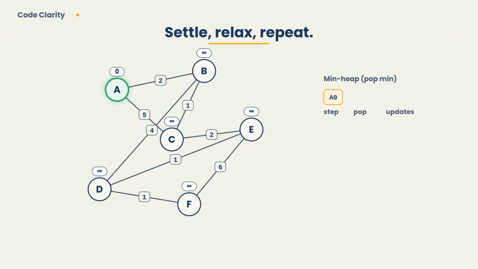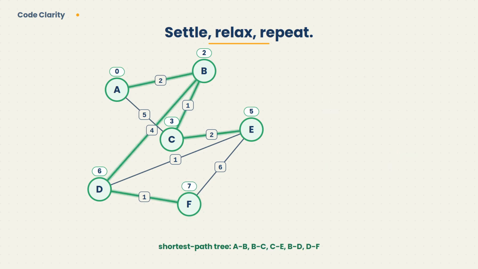Watch it run from A. A starts at 0, everything else infinity. Pop A, relax its edges. B becomes 2, C becomes 5. Pop the smallest, B at 2, relax. C drops to 3 through B, D becomes 6. Pop C at 3, relax. E becomes 5. Pop E at 5, relax. D ties at 6. Pop D at 6, F becomes 7. Pop F. Done. Every vertex now holds the true shortest distance from A, and following the chosen edges backward traces the actual path.